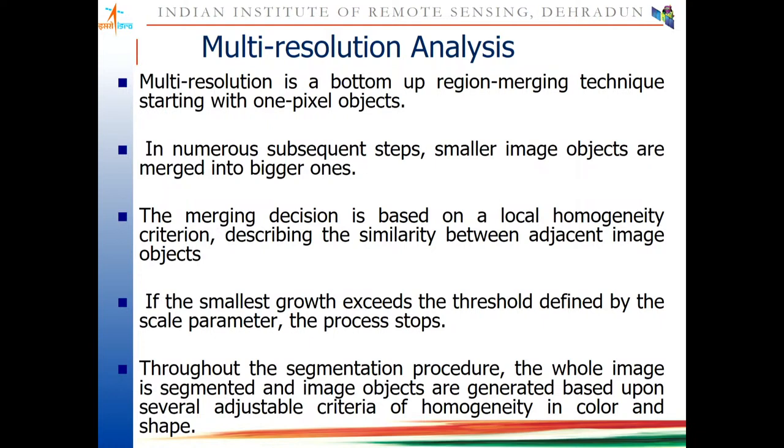Now if the smallest growth or increment exceeds the threshold defined by the scale parameter, then this process stops, the iterations stop. That is, the merging of the objects is no longer done. Now throughout the segmentation procedure, the entire image is segmented and image objects are generated based on several criteria of homogeneity in color or shape, and these criteria can be adjusted based on the thresholds that you apply.